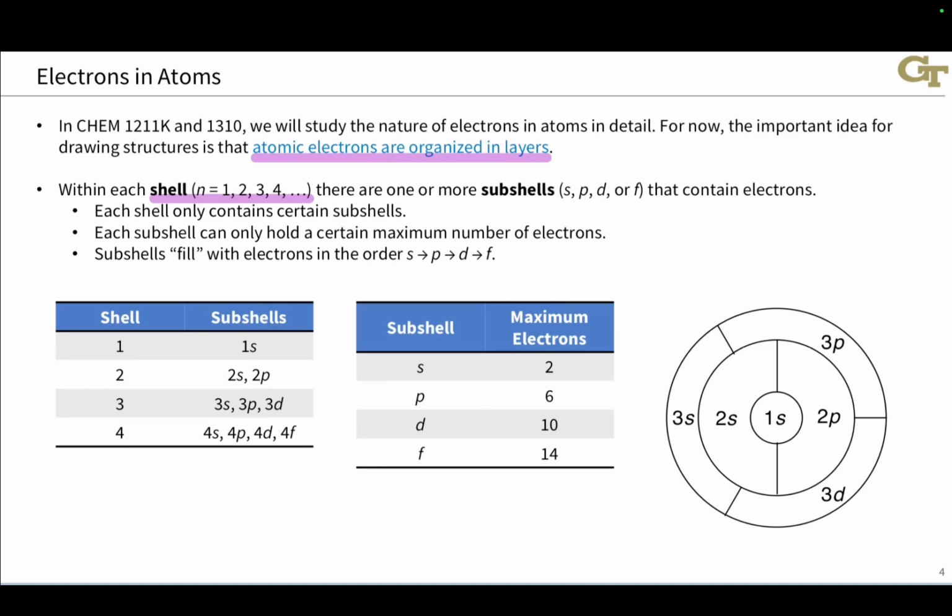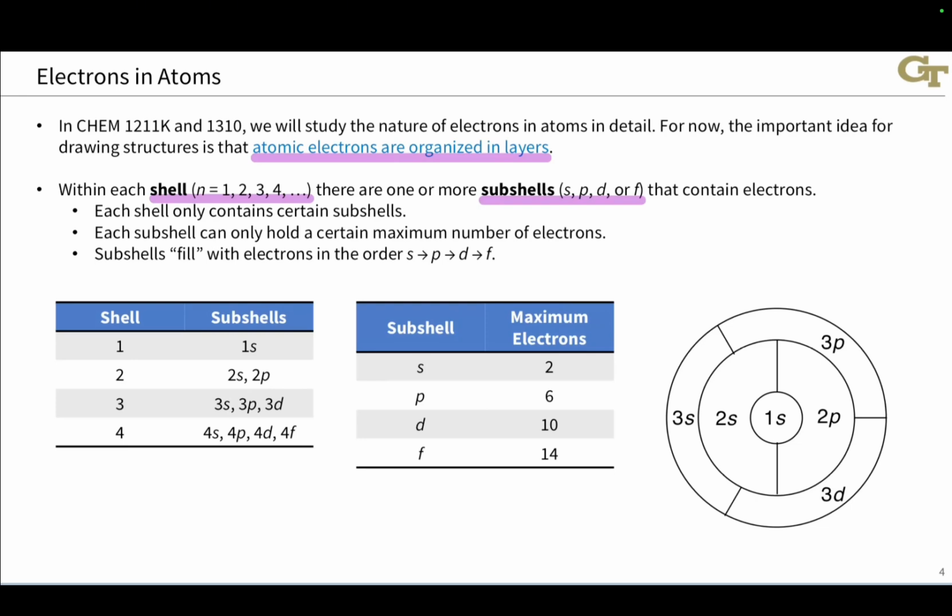Within each shell, though, there are multiple sublayers, you might say, and these are called subshells. There are 4 different types of subshells that show up within shells, and we represent these with letters: S, P, D, and F. Those letters refer to the different shapes of the spaces that electrons can occupy. I won't say more than that for the time being. That's all you really need to know for thinking about drawing structures. The bullet points below are important to note.